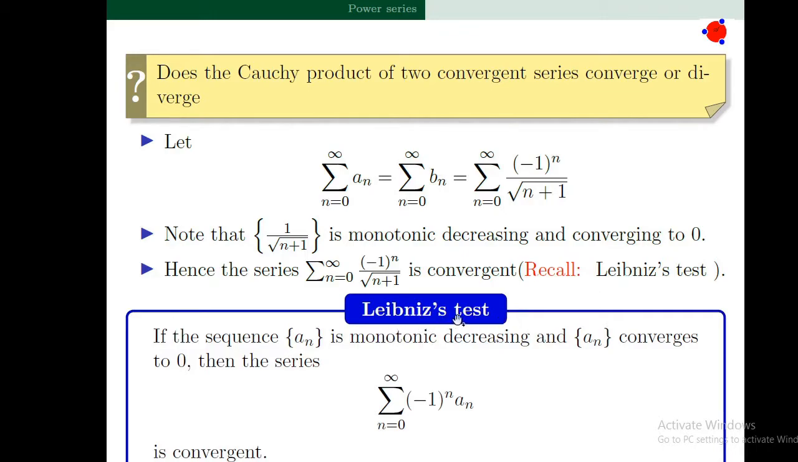Recall the Leibniz test. If the sequence an is monotonic decreasing and an converges to 0, then the series sigma n equal to 0 to infinity minus 1 the whole raised to n an is convergent.